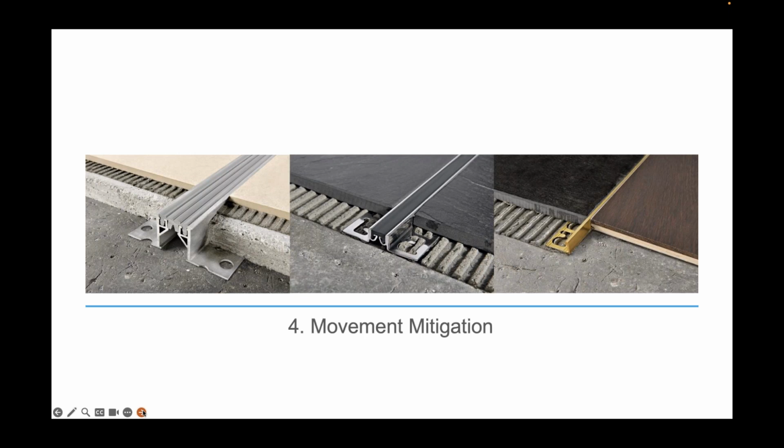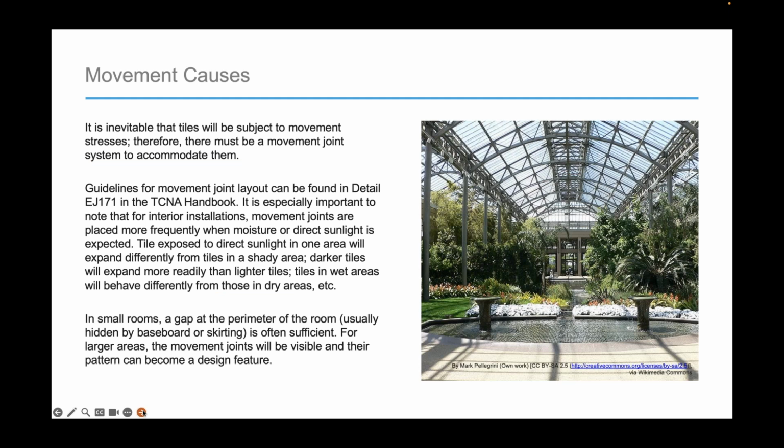All right, going into some movement mitigation. Movement causes: it is inevitable that tiles will be subject to movement stresses. Therefore, there must be a movement joint system to accommodate them. Guidelines for a movement joint layout can be found in detail in EJ171 of the TCNA handbook.